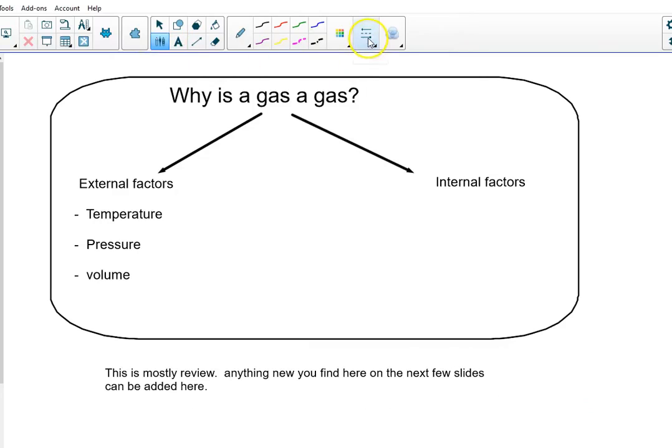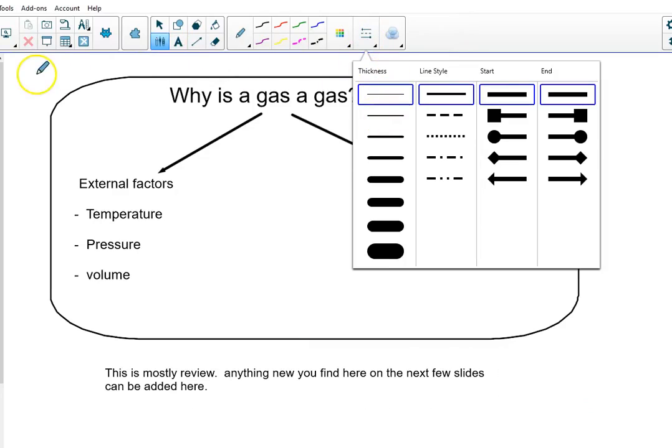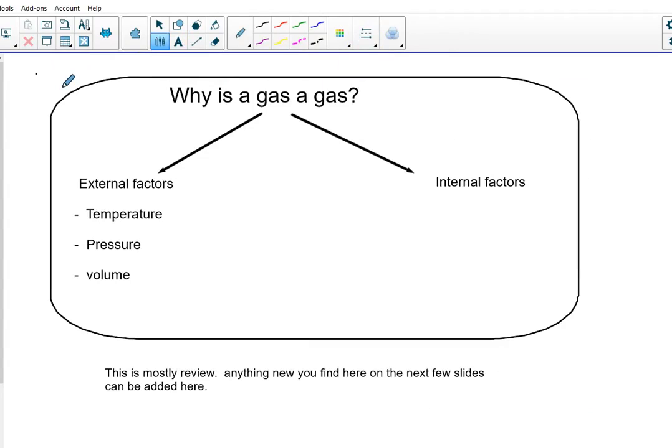Good afternoon, this is Schweitzer, and we're moving into the next one of a series of gas videos. This one is going to focus on external factors, external factors involving gases.